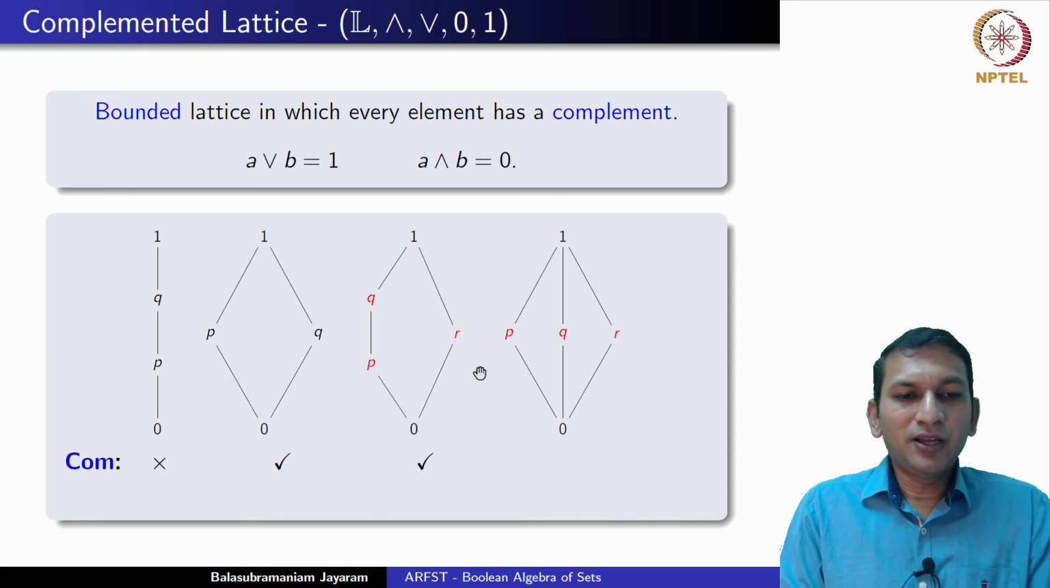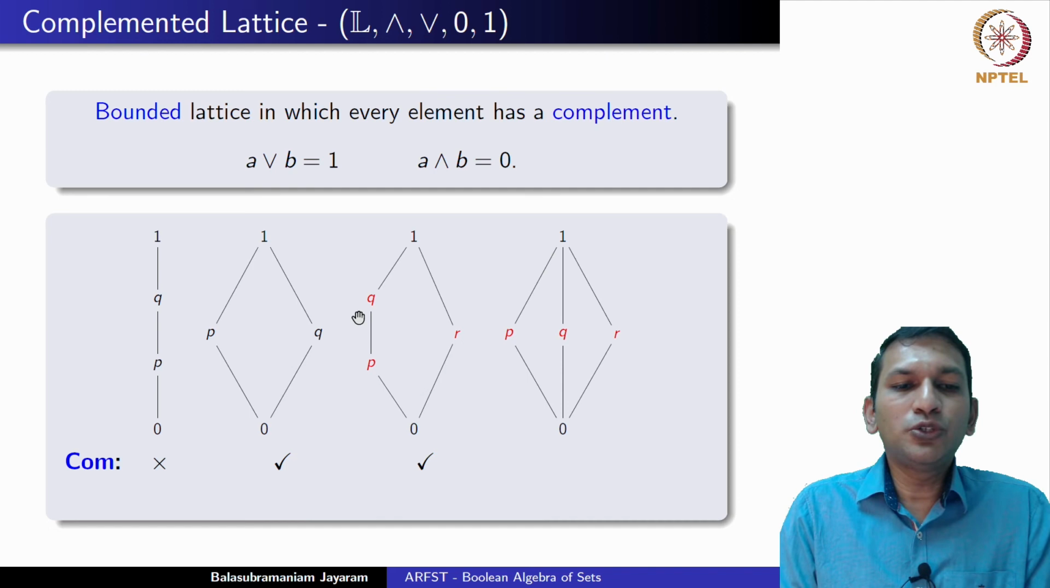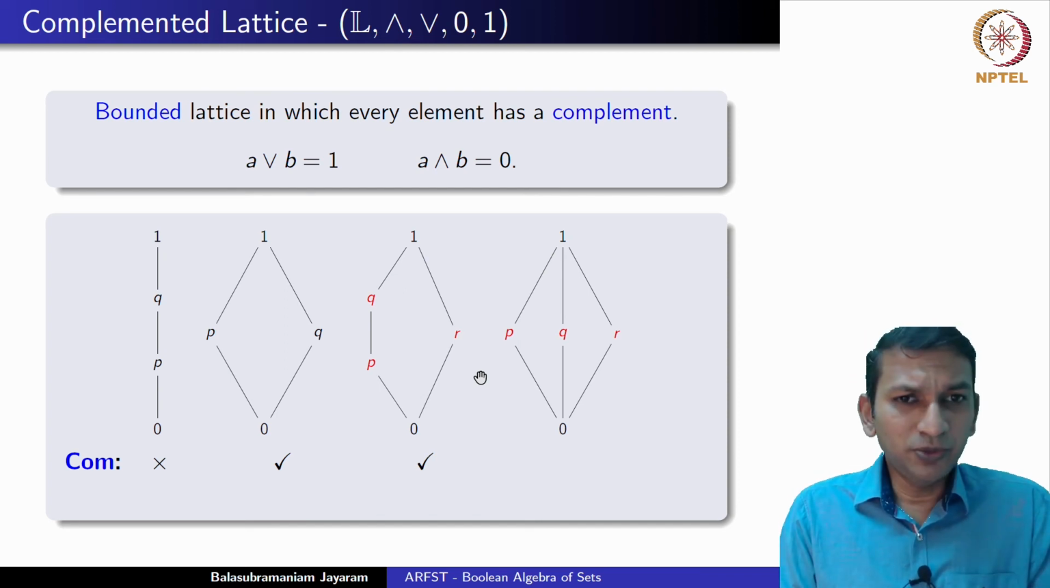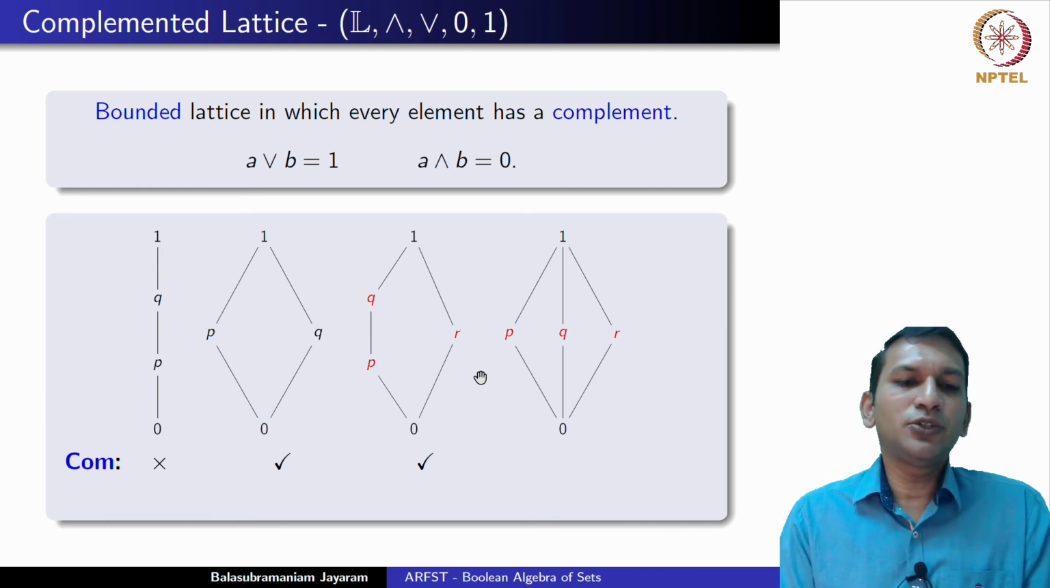Now interestingly, while Q and P have unique complements, R can afford to choose among these two. Both Q and P are complements of R. It can be easily shown that if the lattice is also distributive, then the complements are actually unique. That means every element has a unique complement.